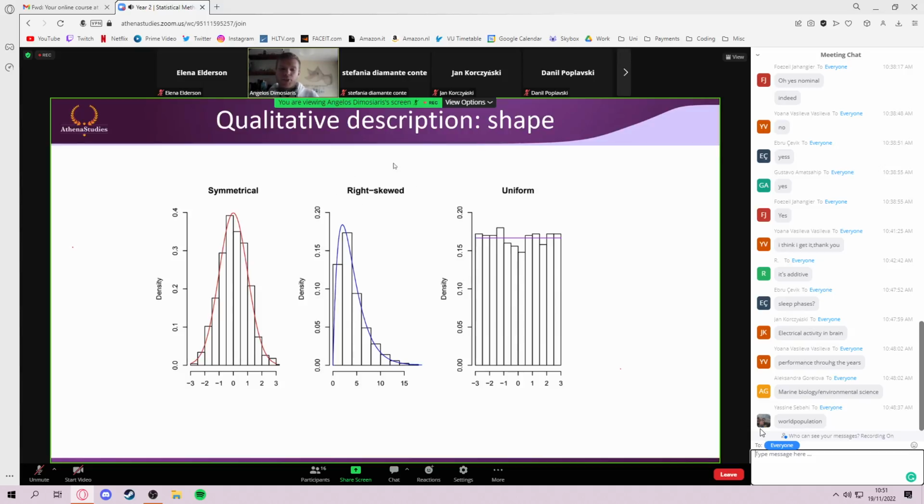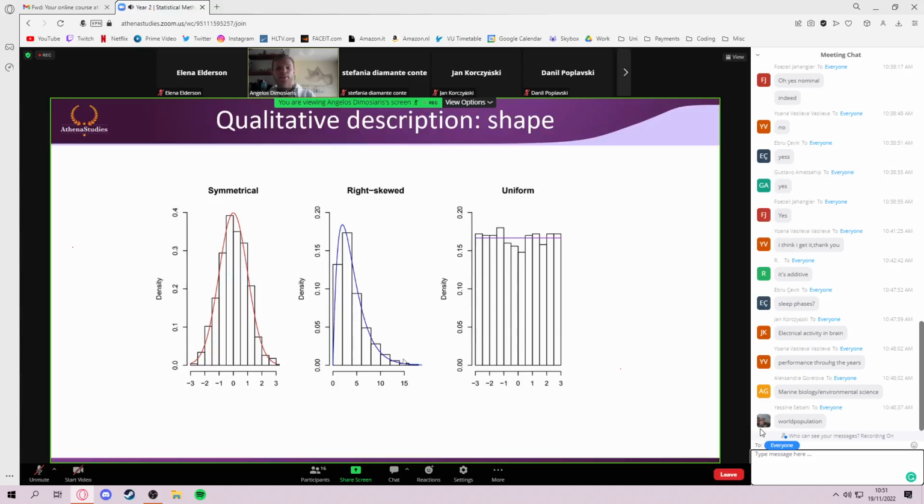We have the right skewed distribution, which looks like this. So we have a peak very early, or very left, let's say, on the negative values or the smaller values, right? And we have the tail over here. That's why we call it right skewed, because the tail is on the right.